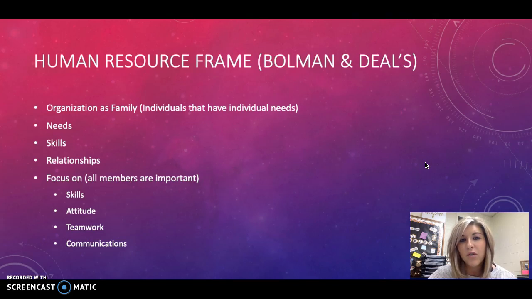In terms of Bowman and Deal's human resource frame, they think of the organization as a family, meaning that the individuals involved have individual needs and those individual needs need to be met. Their frame is based on the family's needs, skills, and relationships. It focuses on all members being important in terms of their skills, their attitude, teamwork, and communication.